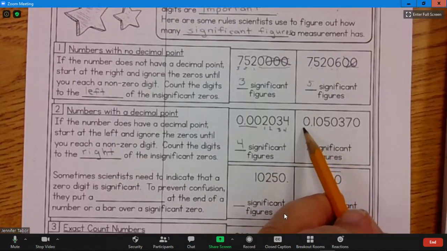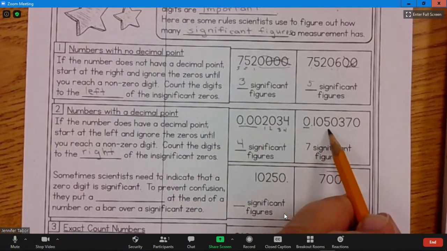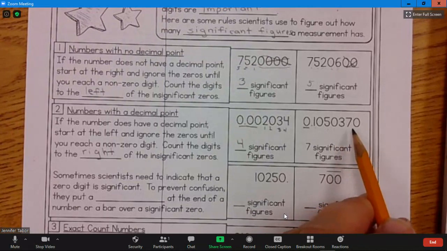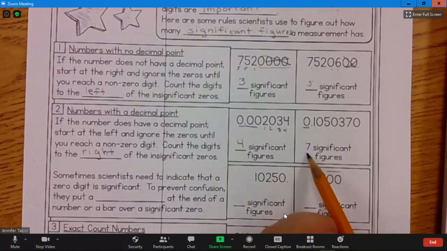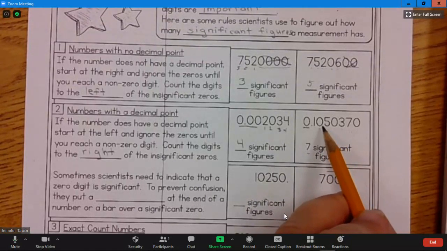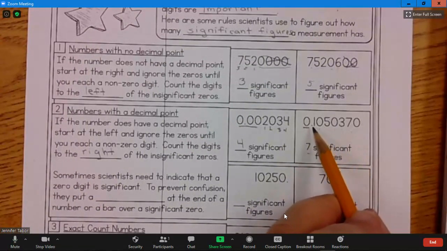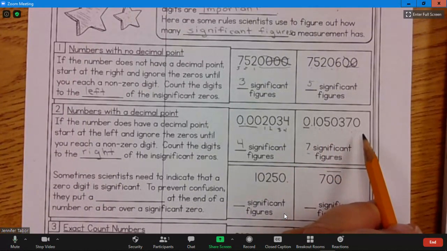Now with this number, we start at the left because there's a decimal point, skip that zero, but this is a 1, so we're going to start counting. 1, 2, 3, 4, 5, 6, 7. You can see here, there's 7 significant figures. We count the zeros because they're in between, and because there's a decimal point, this one counts too. So we're kind of going the opposite direction in rule number 2.